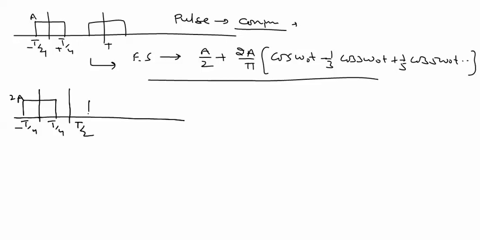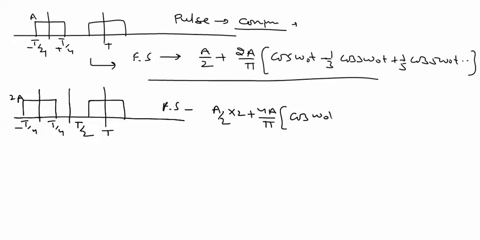T by 2 and T location. By doubling we got the Fourier series: A into 2 plus 4A upon pi cos omega naught t minus 1 by 3 cos 3 omega naught t plus 1 by 5 cos 5 omega naught t, and so on.